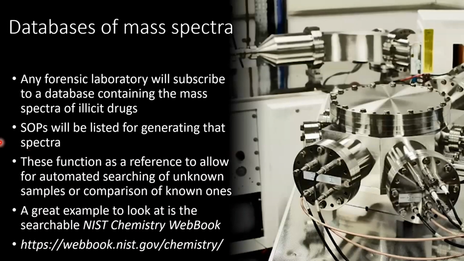So the final thing I wanted to talk about is where can you find databases of mass spectra? Known substances that you can compare in a sort of fingerprint way to say whether or not my unknown fragmenting sample is a match for a known, already run illicit substance that has been unambiguously assigned. Any forensic laboratory is going to subscribe to a database that contains all the common illicit drugs and their mass spectra, as well as a whole host of other spectra, so infrared spectra, Raman spectra. Basically, if it's been run, it will be in the database.